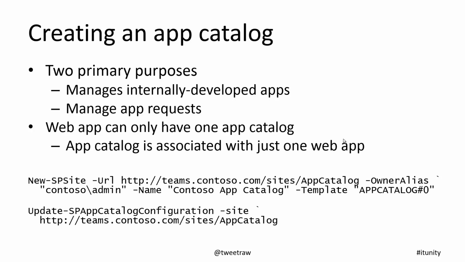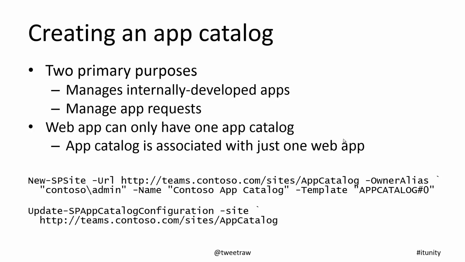All right, so that's one purpose for the app catalog. The second purpose is it allows you to manage app requests. What does that mean? Well, app requests means that I may not want to let users, by default, just go out to the SharePoint store, this public marketplace, and be able to find any application they want. I need a little bit of governance around that. I want to control who can do that or who has access to do that.